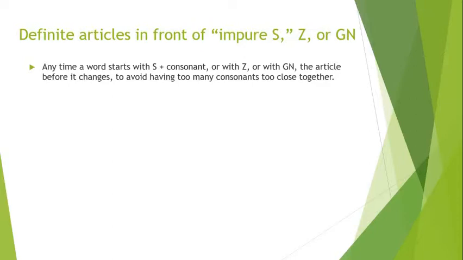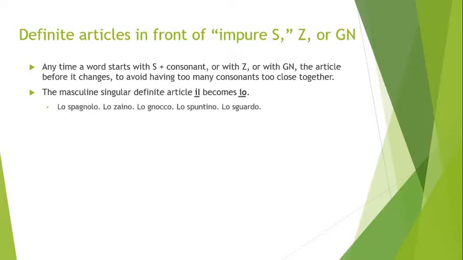So anytime a word starts with S plus consonant or Z or GN, like we were talking about, it changes in these ways. The il becomes lo, right? So il is the masculine, singular, definite article, and it becomes lo. So for example, lo spagnolo, the Spaniard. Or it could be the Spanish language, right? Instead of il spagnolo, that LSP, that's three consonants together, it's easier to pronounce it when you say lo spagnolo. Same with lo zaino, instead of il zaino, LTS, right? It would be lo zaino, lo gnocco, lo spuntino, lo sguardo.